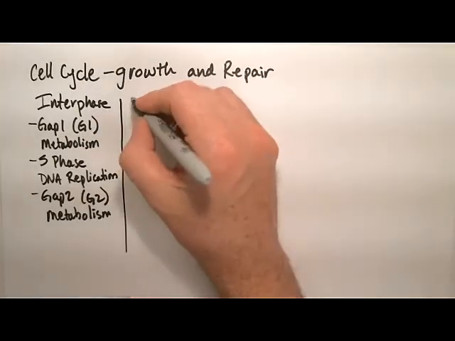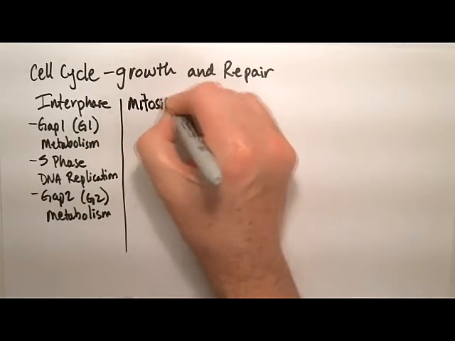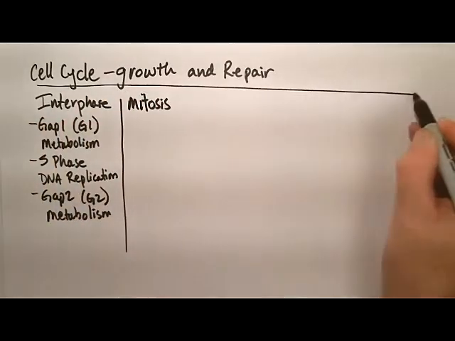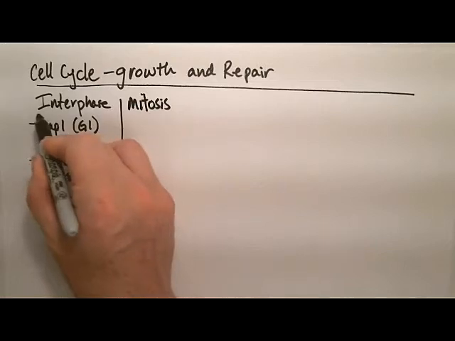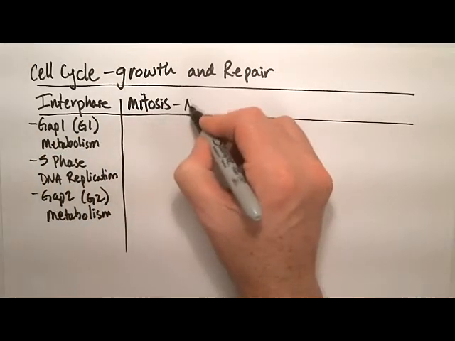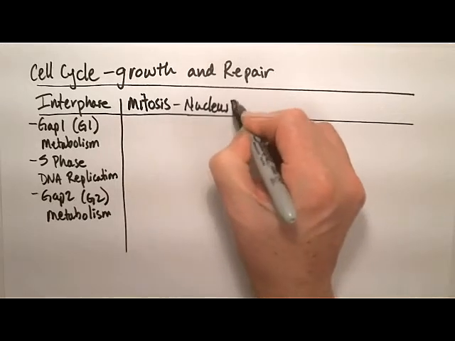The next part is called mitosis. And mitosis is a process that is just nuclear division. So we're just looking at the nucleus dividing.